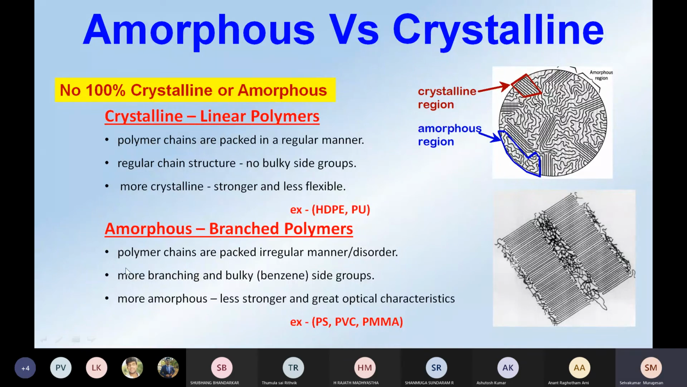And amorphous polymers are usually branched polymers. That means the polymer chains are irregularly packed, in a disordered manner. Their main chain is made up of bulky benzene or aromatic-based groups, and the side groups also have this kind of aromatic structure. As a result, they induce more amorphosity in the material. Amorphous materials have much lower mechanical strength, but on the other hand, their optical characteristics are excellent, with great transparency, and that is the reason they are widely used in optical applications like manufacturing contact lenses.